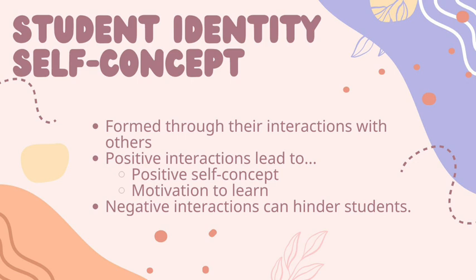According to interactionist theory, a student's self-concept is formed through their interactions with others in the school environment. Positive interactions can lead to a positive self-concept and motivation to learn, while negative interactions can hinder a student's academic performance and self-esteem. Peer influence weighs as heavily as that from respective teachers.